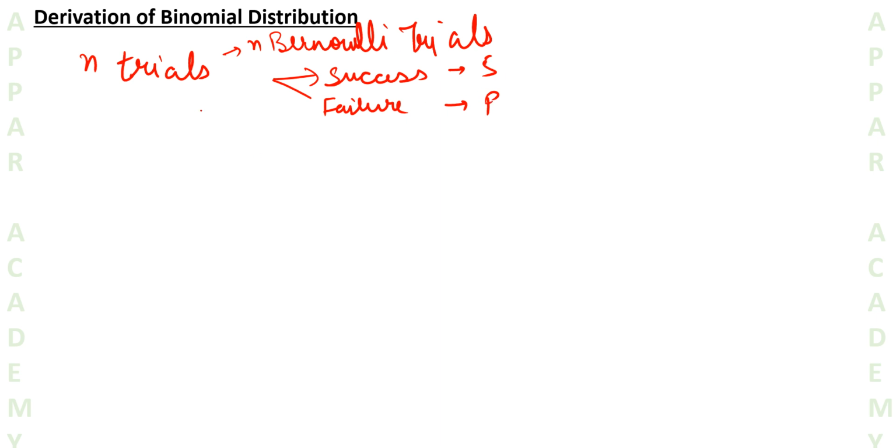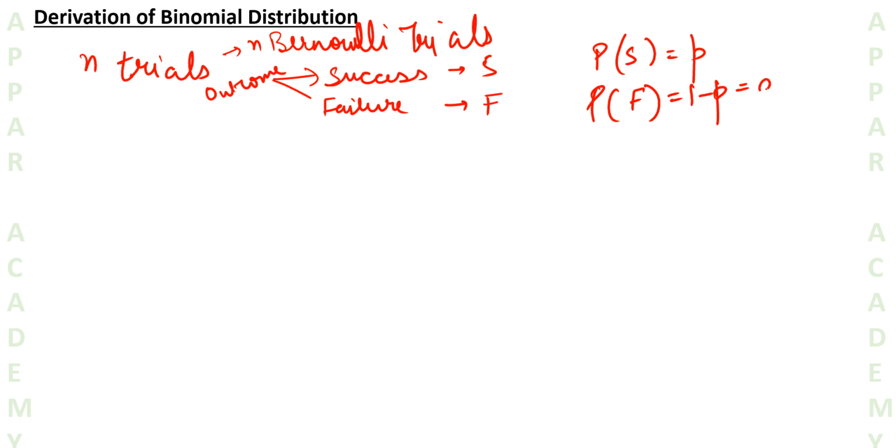So the outcome for each trial is a success or a failure. The failure is represented by F. Now let the probability of success be equal to P and the probability of failure equal to 1 minus P, and we can also represent this as Q.